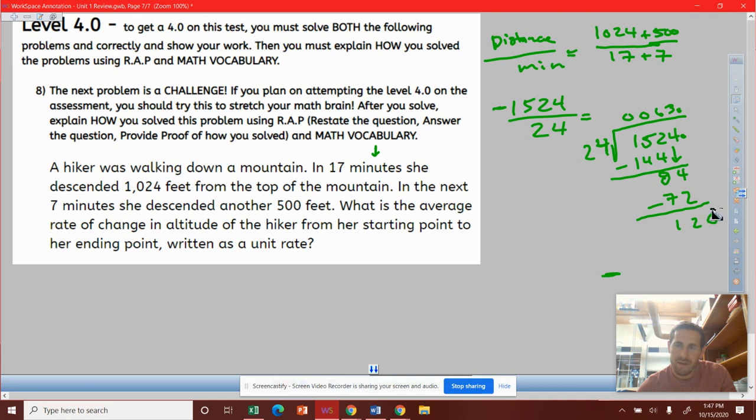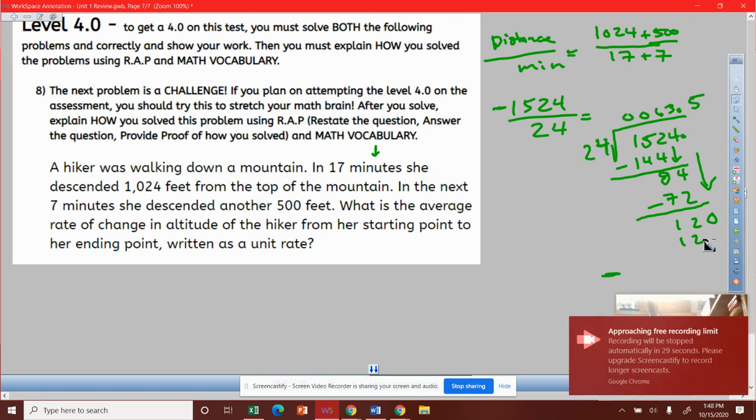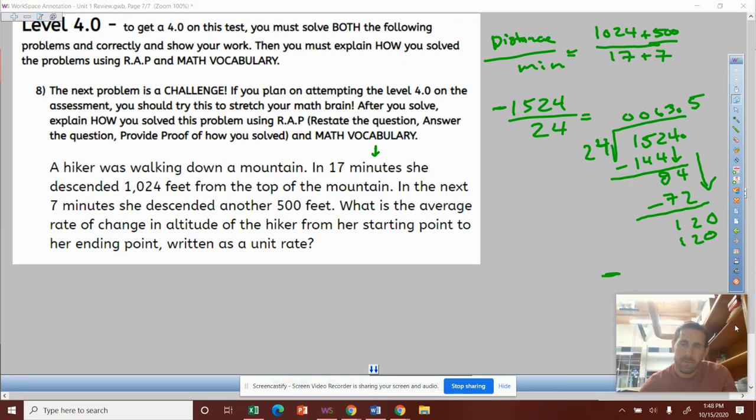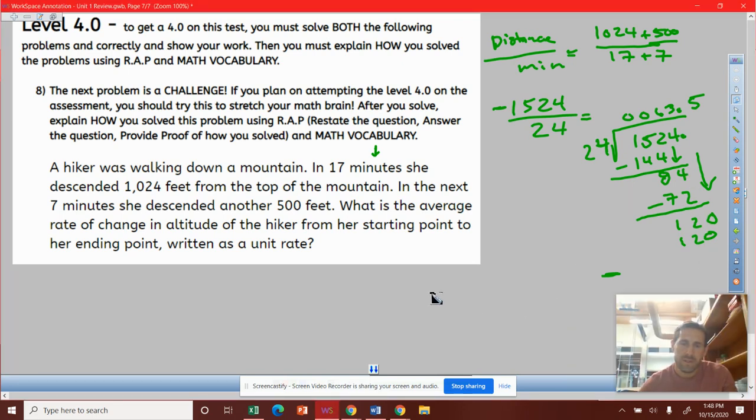And then I'll bring down that 0. So 24 goes into 120 5 times. So it's perfectly, they're going down negative 63.5 feet every 1 minute.